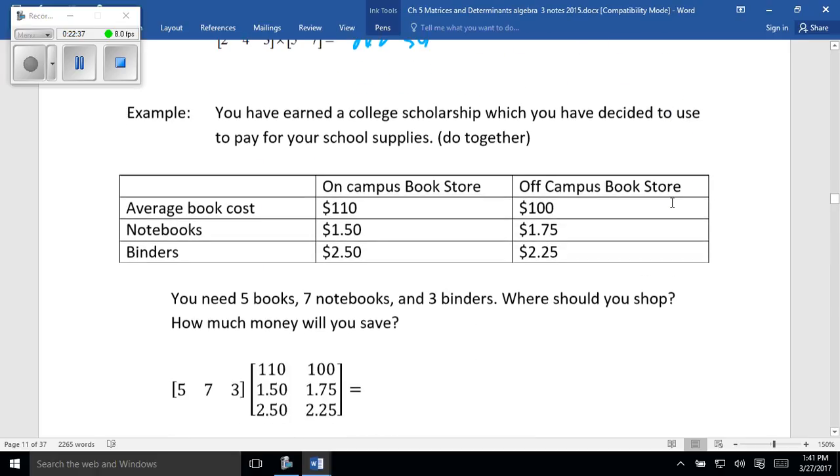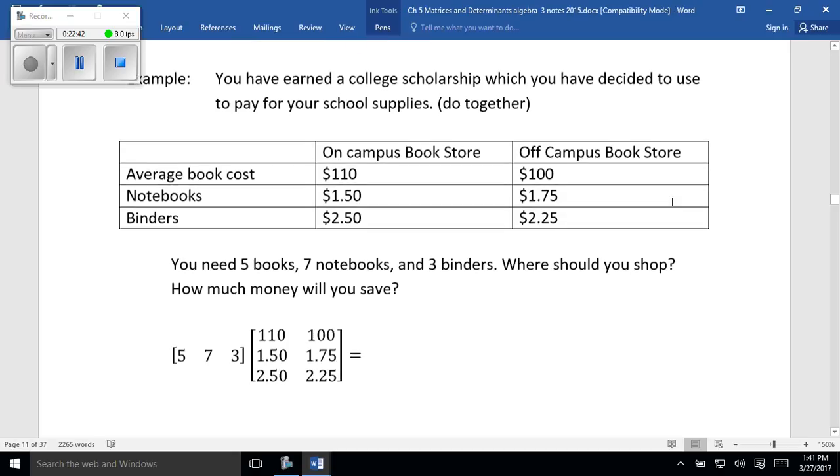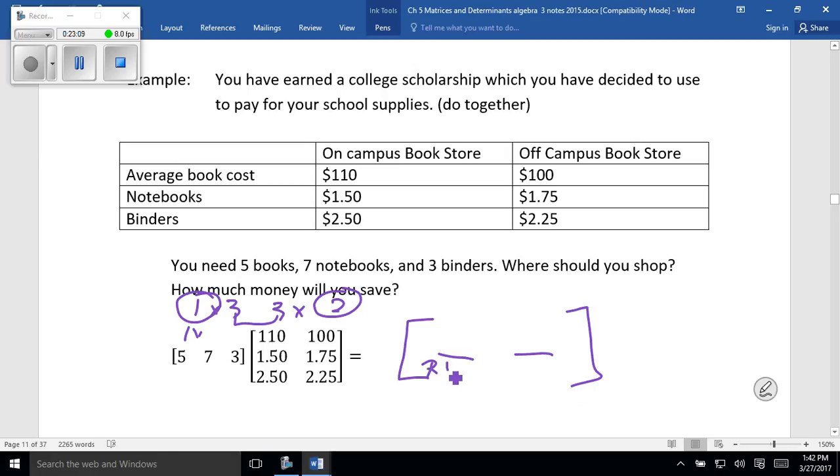No, it's okay. It is 1 by 2. That's the outside. That's your inside. What size is this? This is a 1 by 3 and a 3 by 2, which means you're going to end up with a 1 by 2. I just got really confused. It's the outside. So what's this? Row 1, column 1, row 1, column 2.